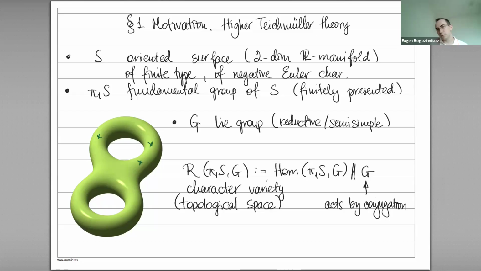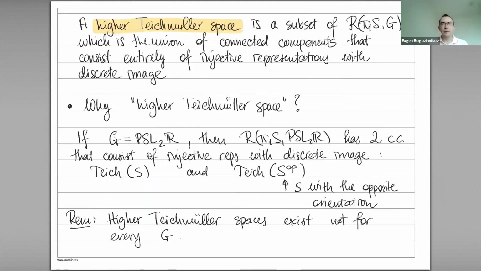This is a topological space. For example, you can take the compact-open topology. And the higher Teichmüller space is a subspace of the character variety, which is the union of all connected components and consists entirely of injective representations with discrete image. Sometimes one also says it like discrete and faithful representations.